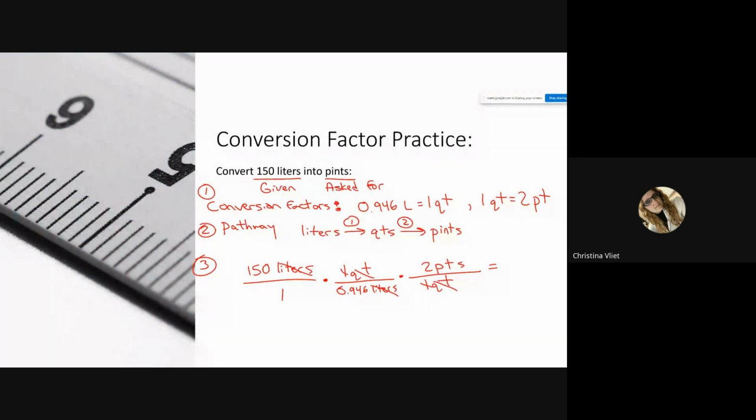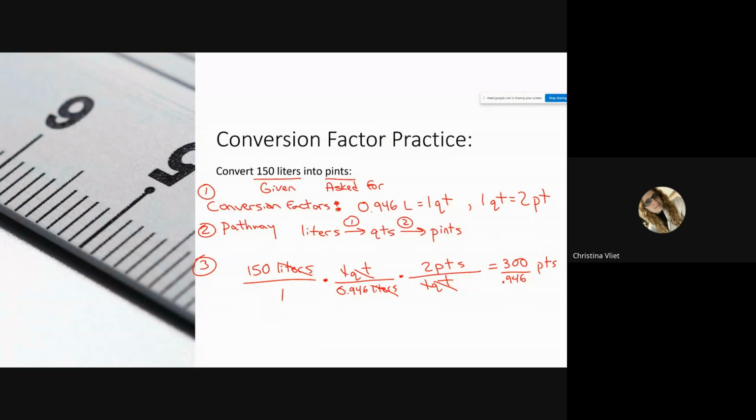And then we do the math. What's the math? Top times bottom. So 150 times 2, or 150 times 1 times 2, which is 300. And then on the bottom, it would be 1 times 0.946 times 1, which is 0.946. Then you have to write the unit. What's left? What did cancel? Pints, right?